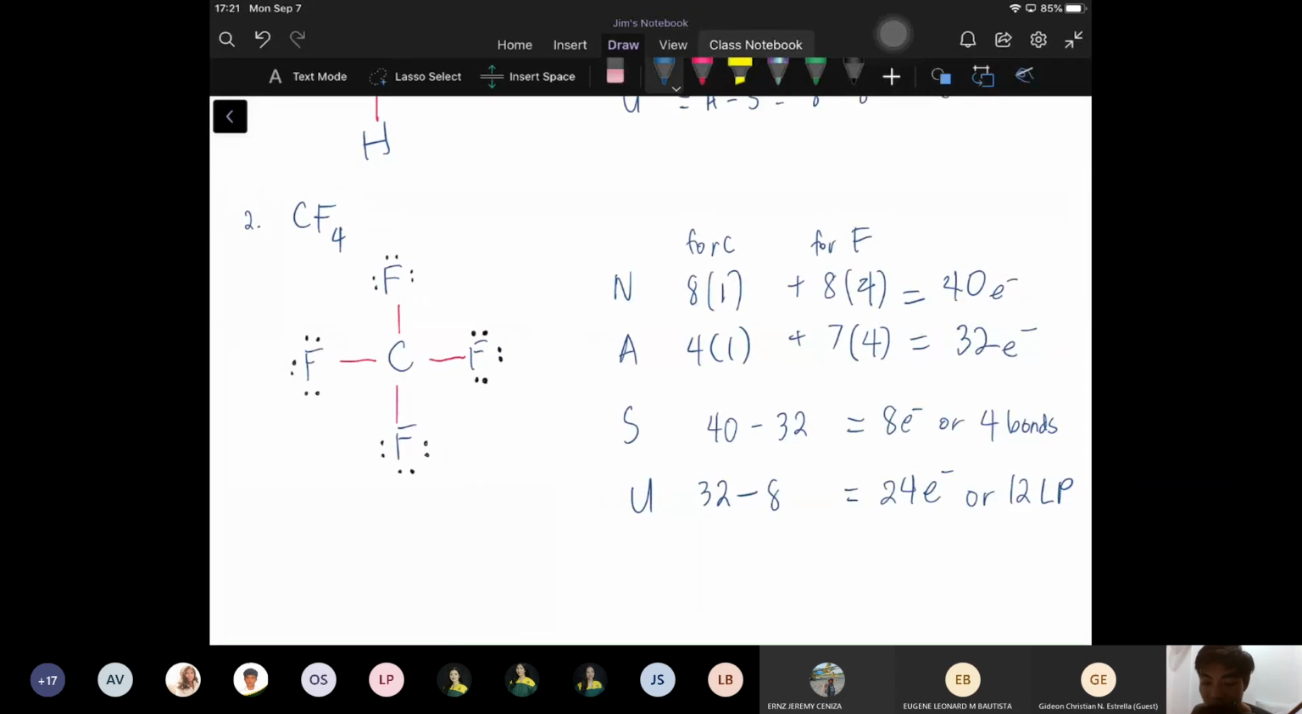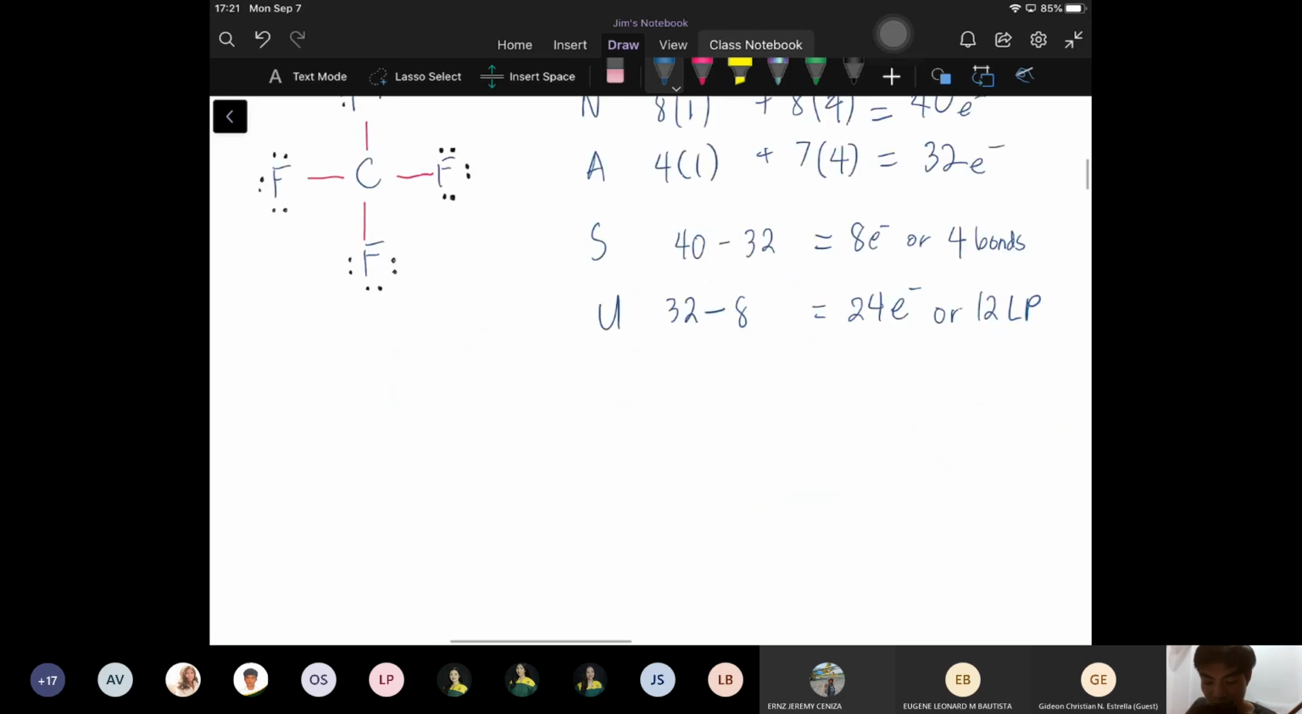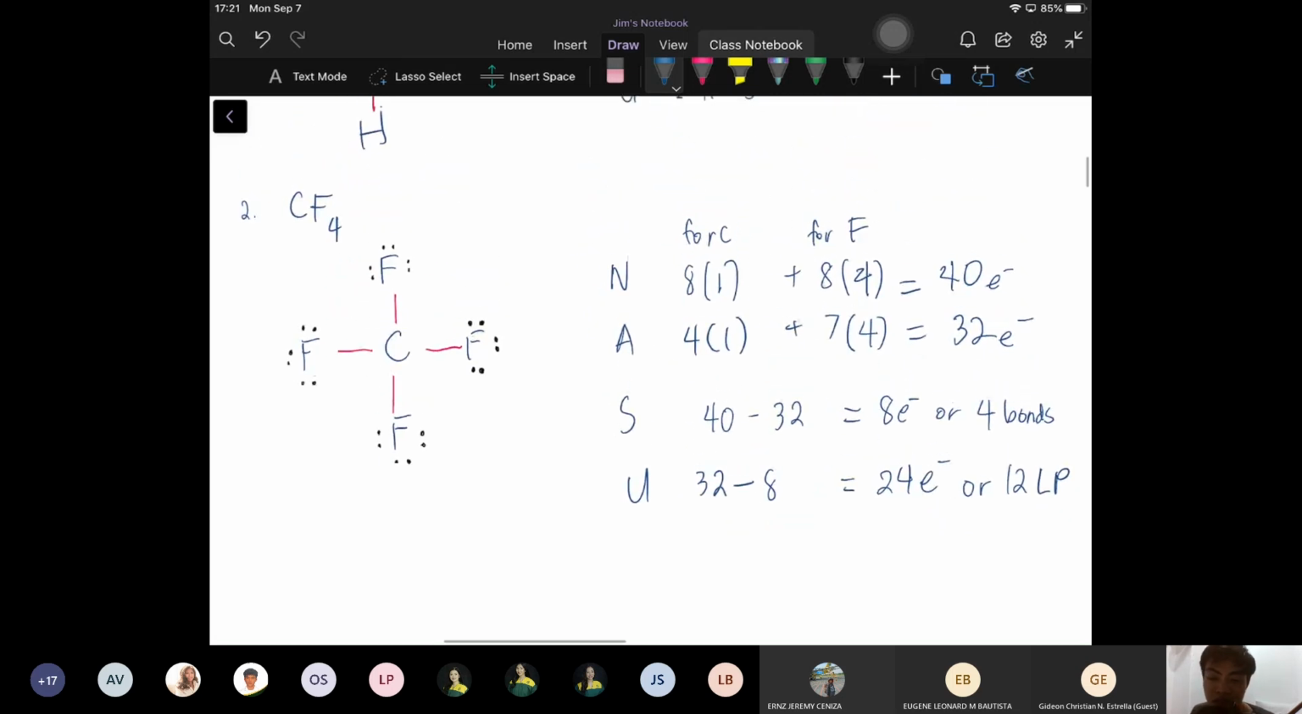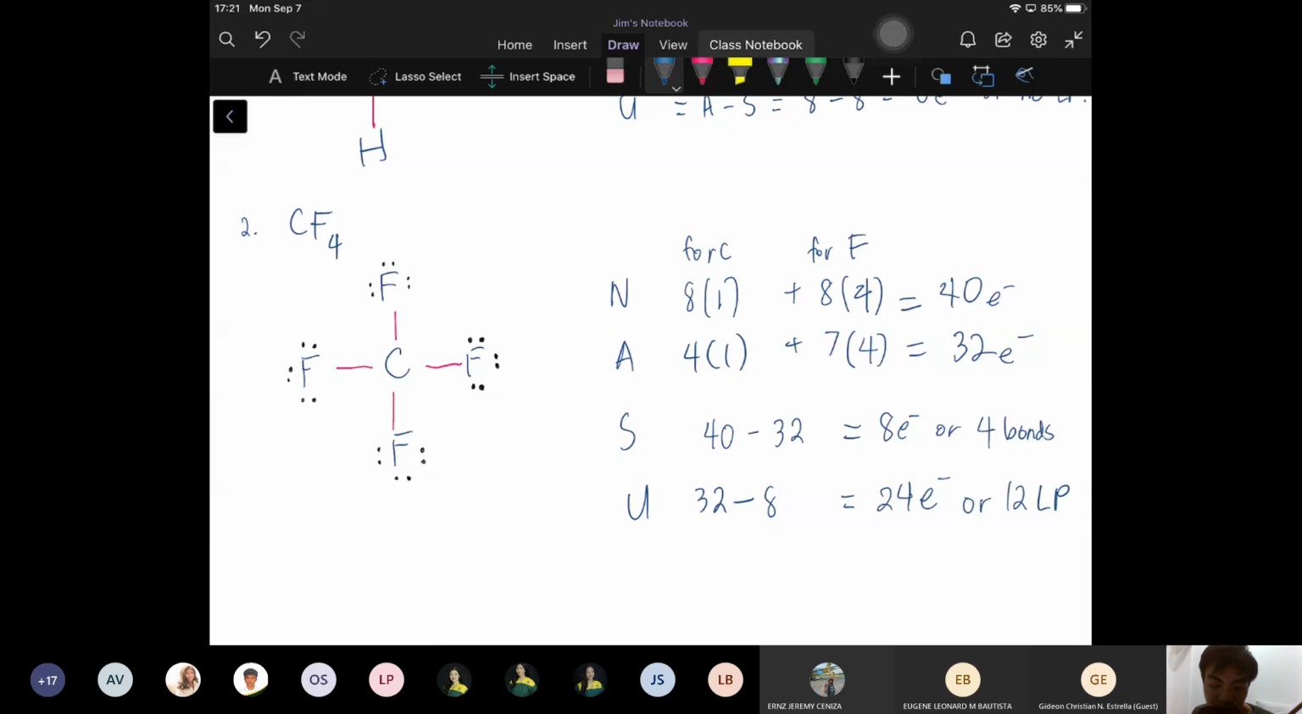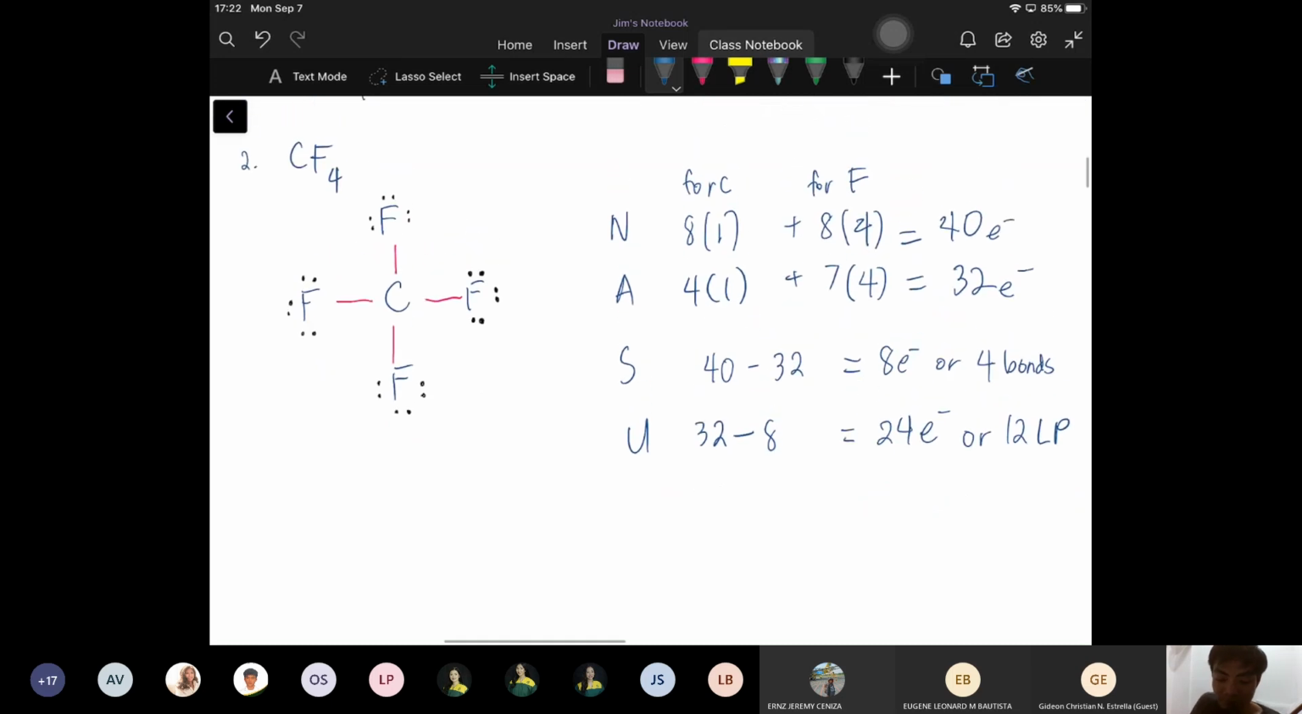Punta naman tayo sa sinabi ko kanina, what if may charge? Okay. Kasi pag may charge na, yung Lewis dot symbols nyo, di ba ginagawa natin, you connect the dots lang, di ba? Yun ang simplest way eh. Pero if your molecule becomes bigger and bigger, nagkaka-charge na siya, medyo mahirap na, no? Medyo mahirap na i-distinguish kung ano yung gagawin mo. So, it will be better if you use the NASO rule, no?